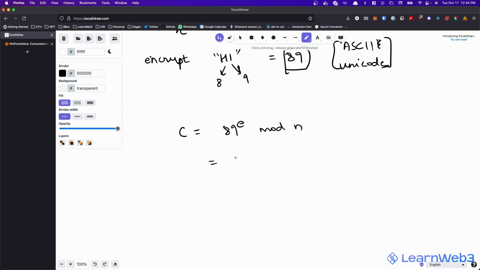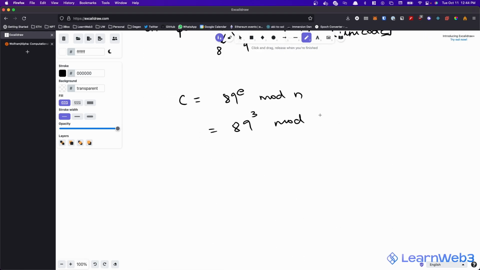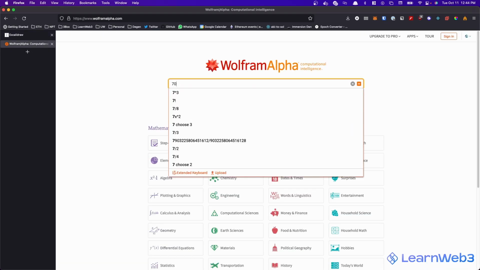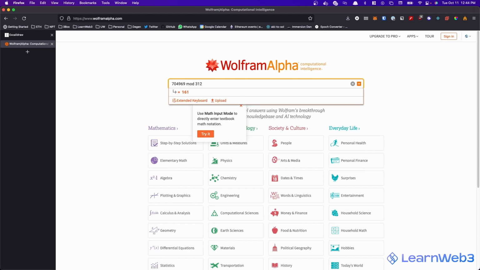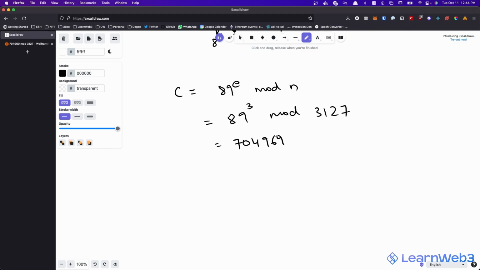What this gets us in our case is 89 cubed mod n, and n is 3127. And 89 cubed comes out to 704969. So 704969 mod 3127. Let's go to Wolfram Alpha. 704969 mod 3127 comes out to 1394. So 704969 mod n equals 1394.